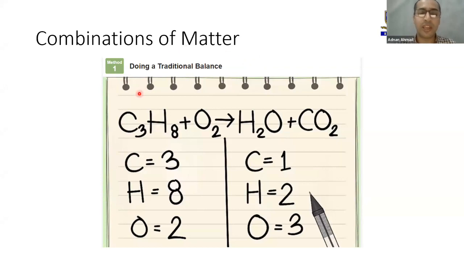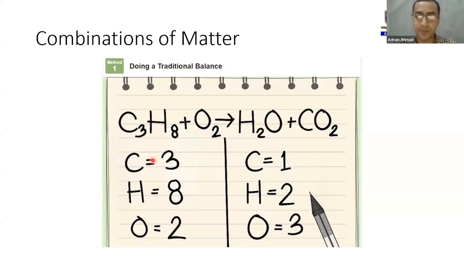So what we are trying to do is we want to equalize the number of atoms on the left-hand side to the number of atoms on the right-hand side. And let's see how do we do it.